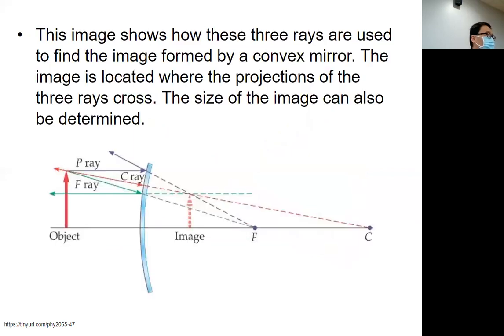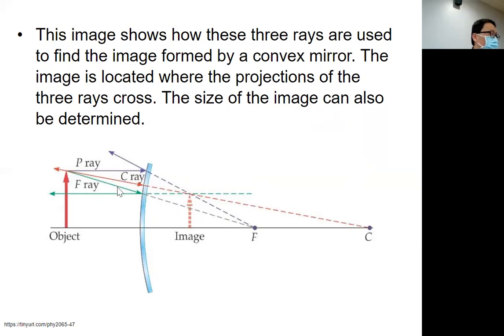If you have a convex mirror, you can also use the three principal rays to locate your image. So in that case, the P ray that hits the mirror will get reflected, and then this reflected ray will appear to come from the focal point. And then the C ray will just go straight through undeflected, because in that case the incident angle is 0.